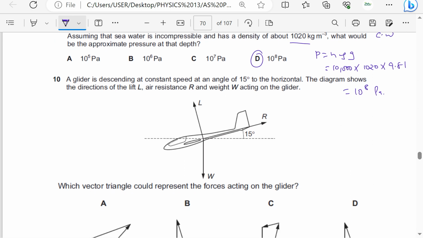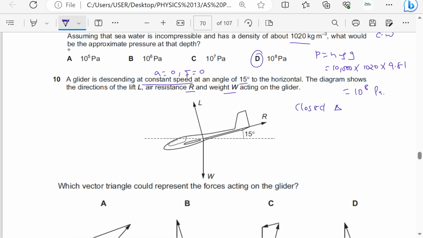A glider is descending at constant speed, so acceleration is 0, at an angle of 15 degrees to the horizontal. The diagram shows the direction of lift L, the air resistance R, and the weight W acting on the glider. Which vector triangle could represent the forces acting on the glider? Since it's at constant speed, acceleration is 0, so the resultant force is also 0. For equilibrium, we must have a closed triangle.